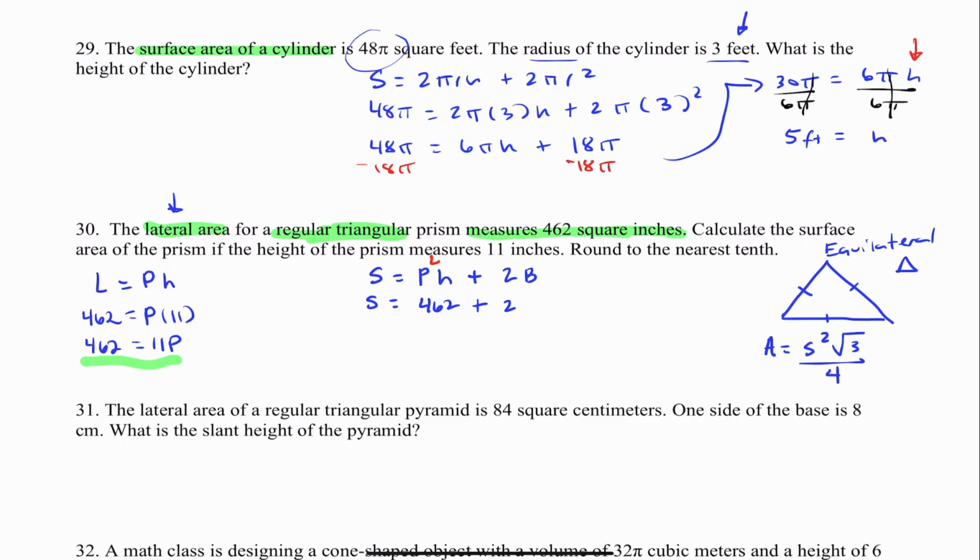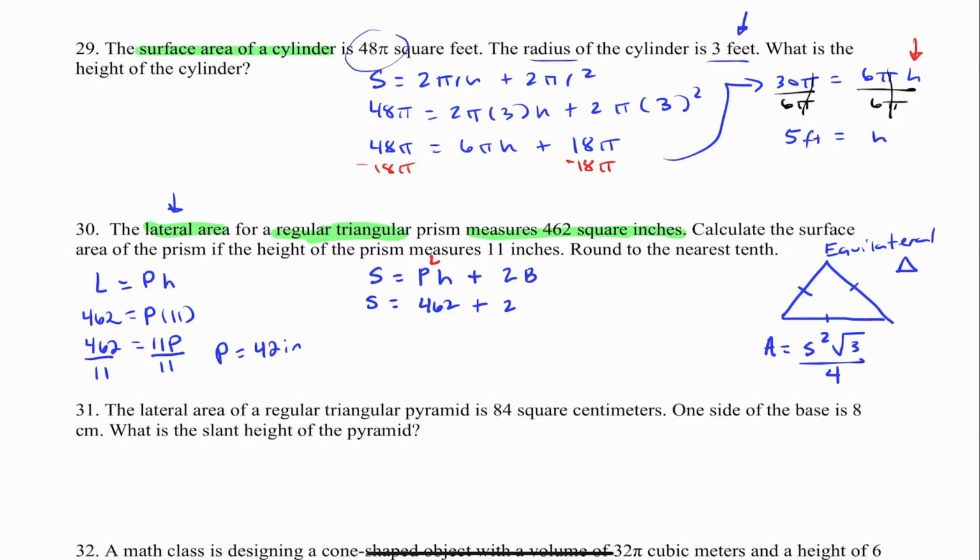So, I have this thing here. 462 equals 11 times the perimeter, right? So, what if I do this? Because we know that if you add up all of these sides here, right? So whatever the measure of this side here is, you multiply that by 3, that's going to give you your perimeter, right? So let's see. If I divide both sides by 11 here, the perimeter is going to be 42 inches, right?